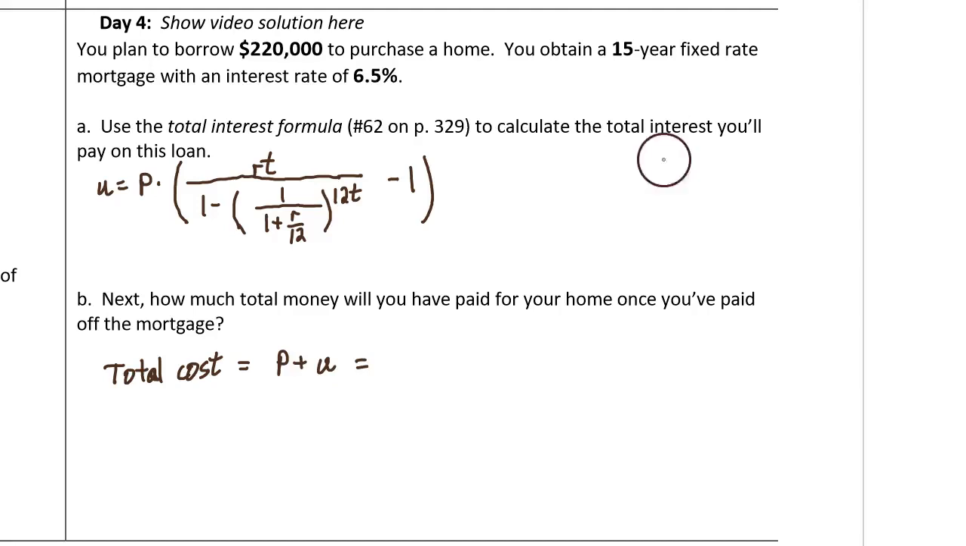Here are the answers for day 4. You plan to borrow $220,000 to purchase a home. That money that you borrow is called your mortgage. You obtain a 15-year fixed-rate mortgage with this interest rate.